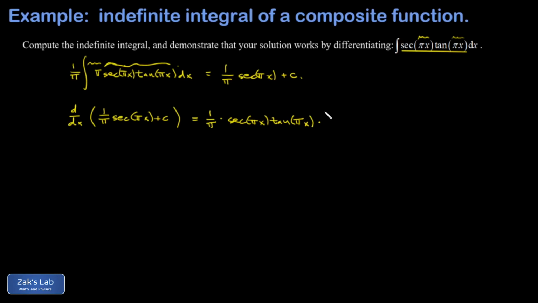And then I tack on the derivative of the argument of the secant function, which gives me a factor of pi. That cancels with the 1 over pi out in front. And I get back to where I started, so we can be confident we have the right antiderivative.